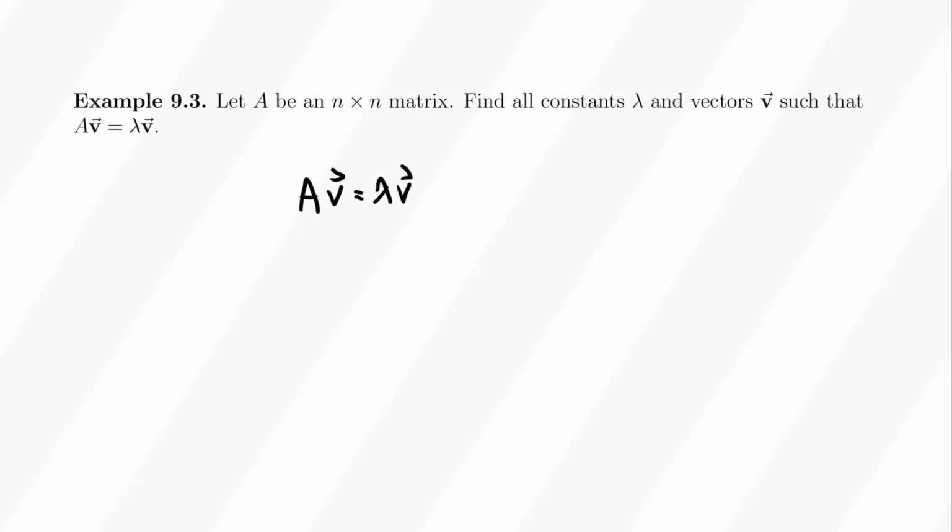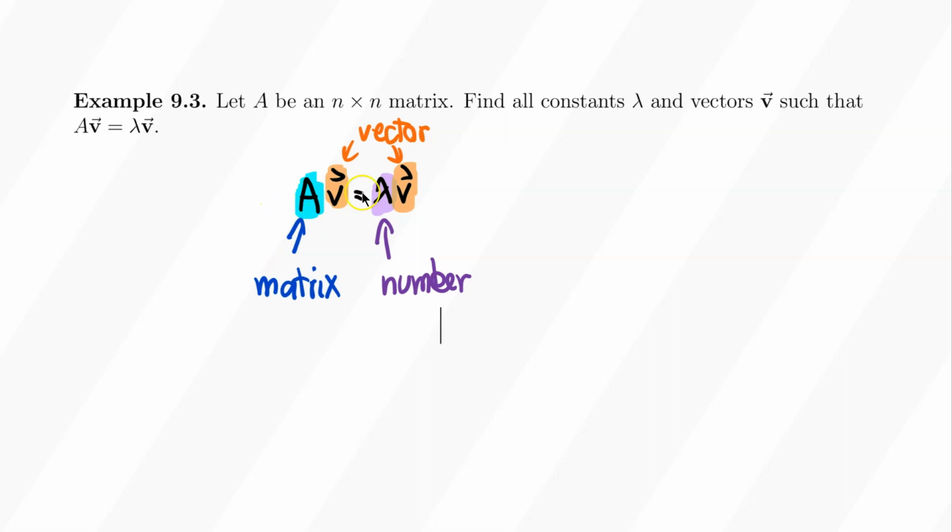However, this is more complicated than it looks because this A here is a matrix, but my V is a vector. And the lambda here is a number. So we actually have things from different classes being multiplied together. And what makes it worse is that we only know the matrix A here. The vector V and the number lambda are unknown. So it seems like we have two unknowns here.